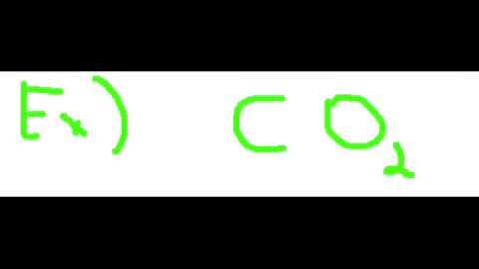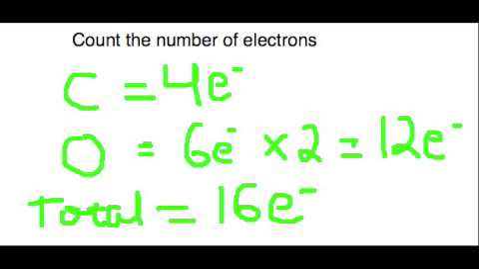We're going to do an example of double bonding. So we're going to use carbon dioxide to illustrate this concept. So we're going to do the same process. So we're going to count the number of electrons.